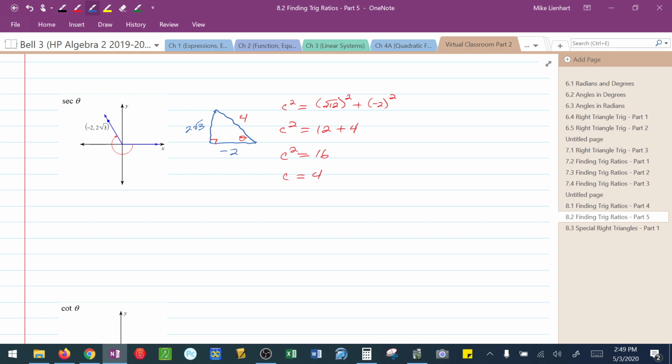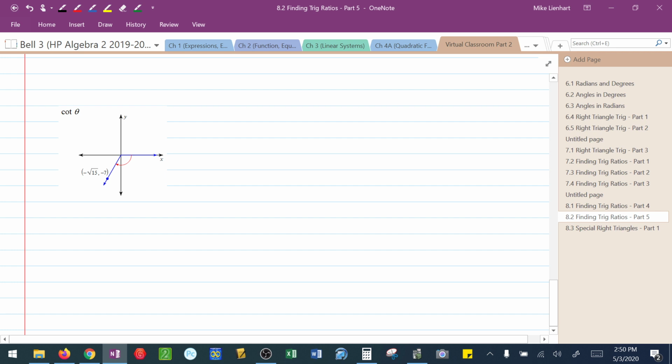I know that the secant is the reciprocal of cosine. So the secant of theta, let's see, the cosine would be negative 2 over 4. So the secant will be 4 over negative 2. And if I simplify that, I get negative 2.